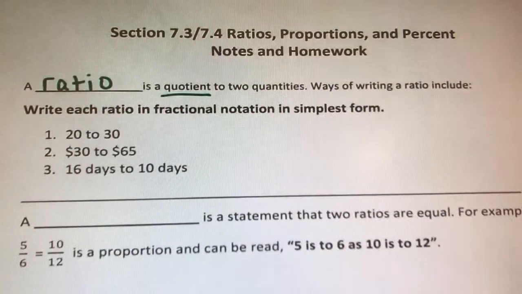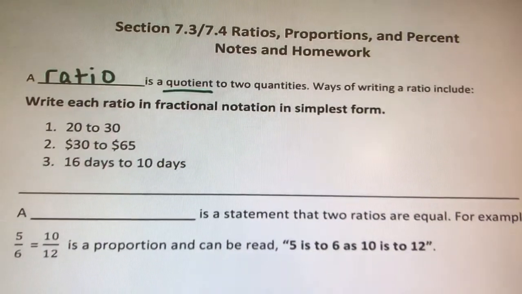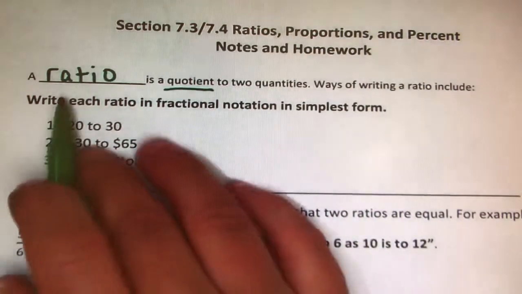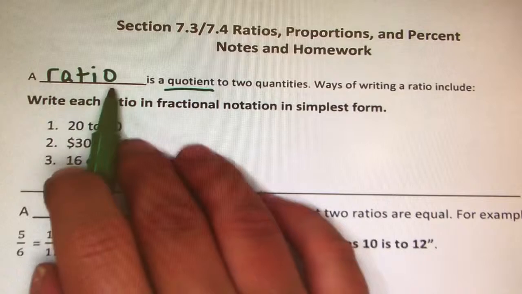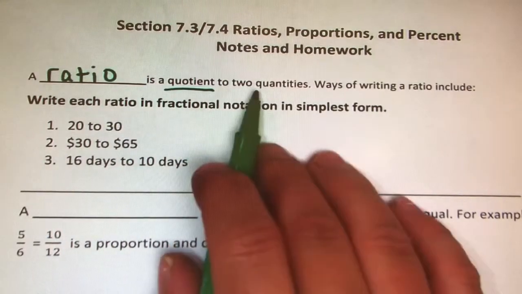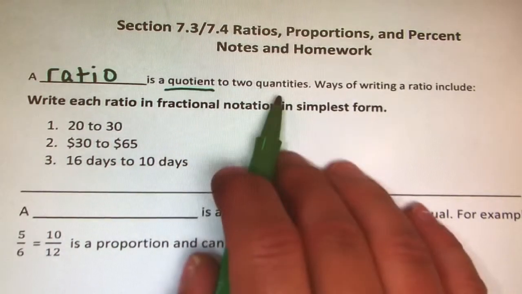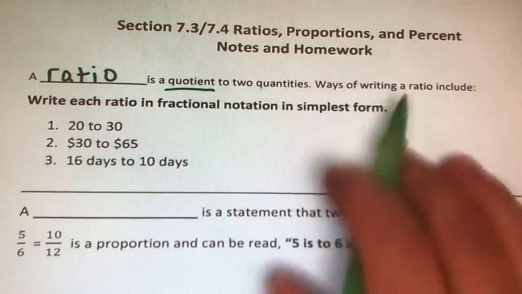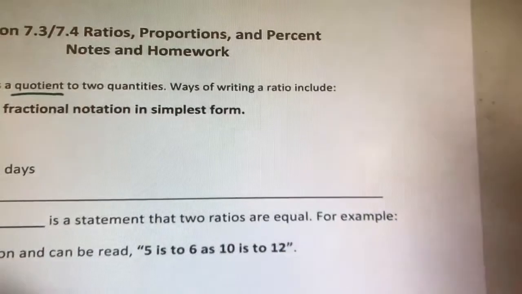Alright guys, today we're going to be covering sections 7.3 and 7.4, which will be about ratios, proportions, and percent. So our first blank here is: a ratio is a quotient of two quantities. If you remember, a quotient is the answer to a division problem. Okay, so here's a few ways we can write ratios.